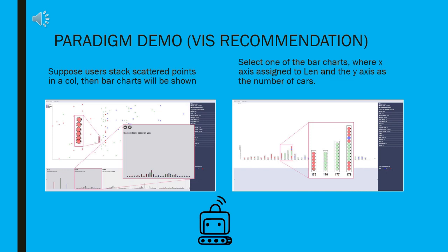The left side shows that, suppose the user wants to stack scattered points in a column, then the bar charts will be shown below as recommendations. The right side is after the user chooses one of the possible visualizations.